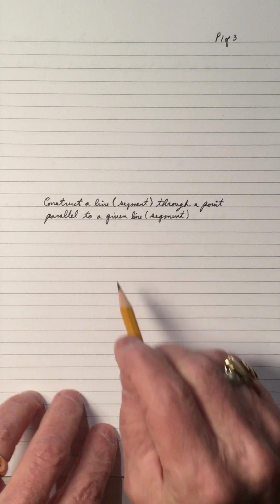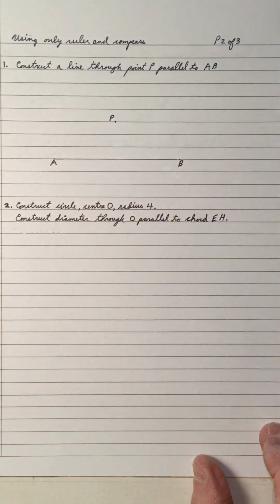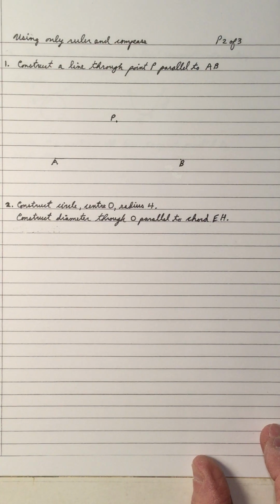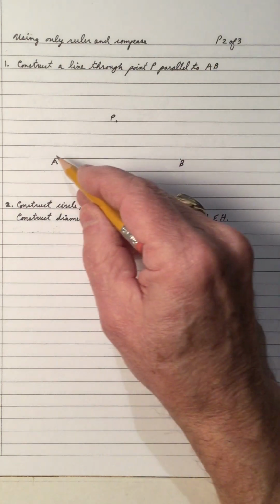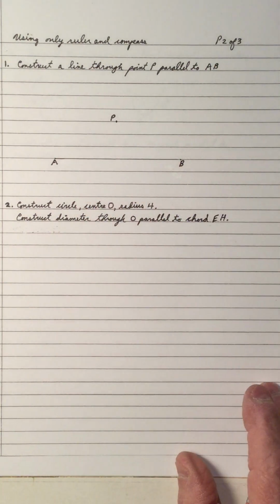Hi, welcome to my video on constructing a line or a segment through a point parallel to a given line or a segment. Using only a ruler and a compass, construct a line through point P parallel to AB.